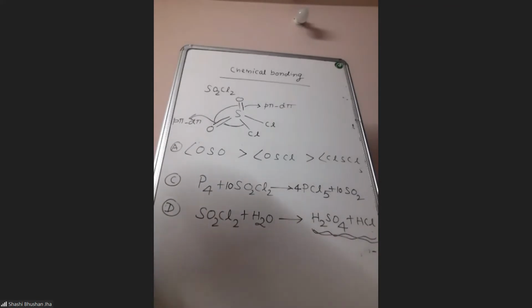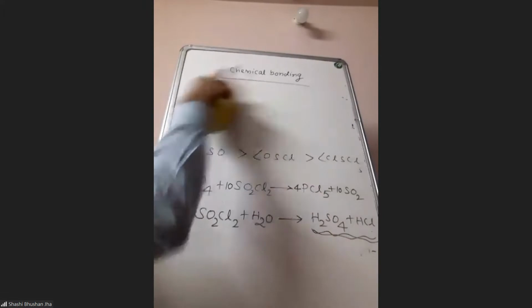Now if it is acidic, what color will it give with phenolphthalein? Colorless. So it is not going to give pink color, it will form colorless solution. So option D is also correct. So all the 4 options are correct here. Now another question.